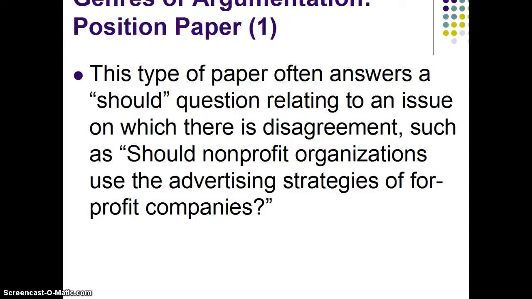Should nonprofit organizations use advertising strategies of a for-profit company? Should whatever you think is going to be your topic. Okay, should businesses be allowed to use all temp employees for their business instead of hiring and paying salaries with health insurance? There's another example. There's any kind of thing you could do.